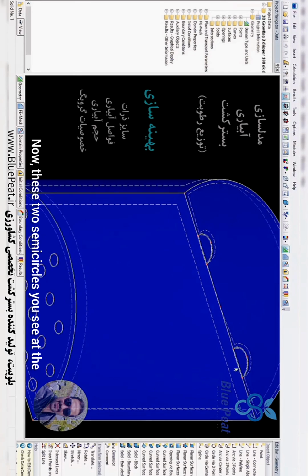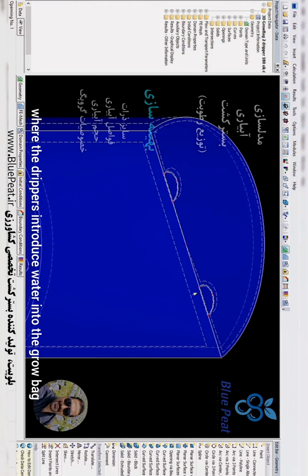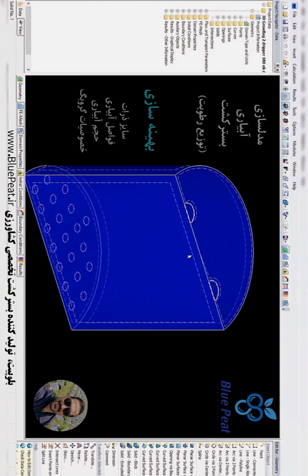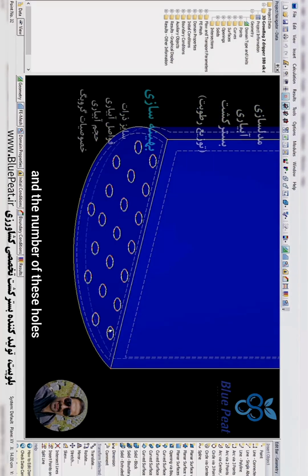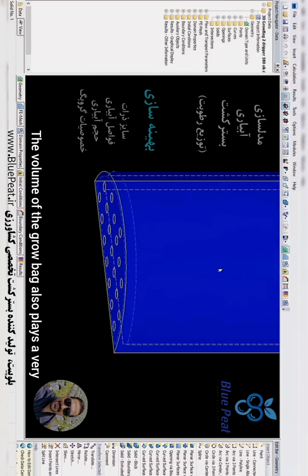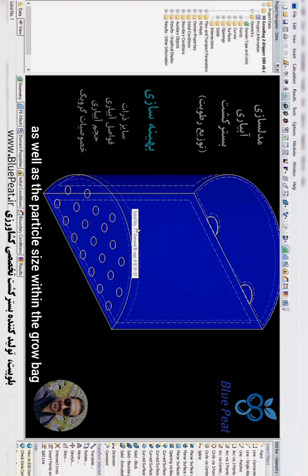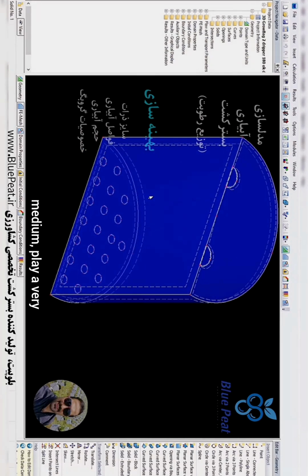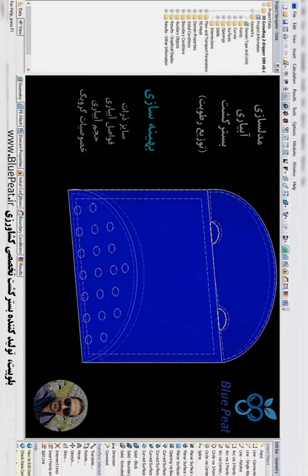Now, these two semicircles you see at the top are the cross-sections where the drippers introduce water into the grow bag. They've been cut through the middle. Two drippers are used in this grow bag. In this way, we can optimize to find the best size for the drainage holes and the number of these holes. The volume of the grow bag also plays a very significant role in moisture distribution, both its diameter and height, as well as the particle size of the cultivation medium within the grow bag.